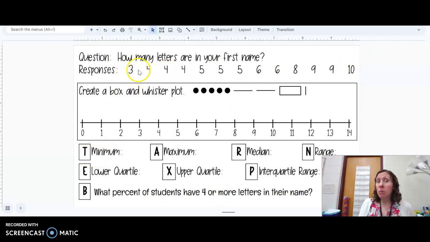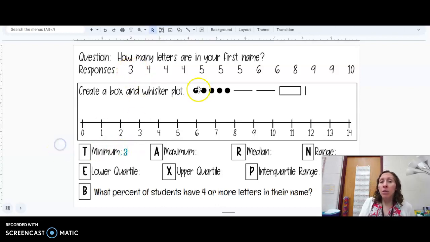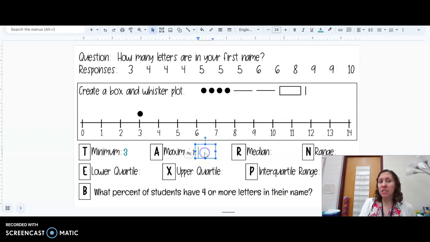All right, so the minimum or least number of letters in someone's name is 3. I'm going to put a dot above the number 3 on the number line. Maximum or the most number of letters in someone's name is 10. I'm going to put another dot above 10 on the number line.